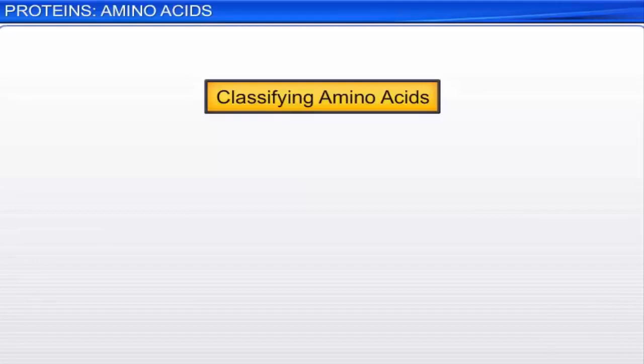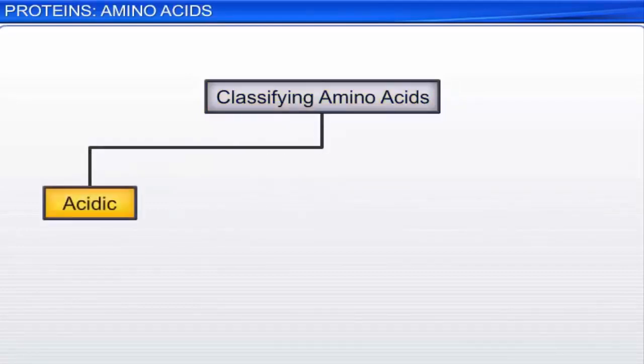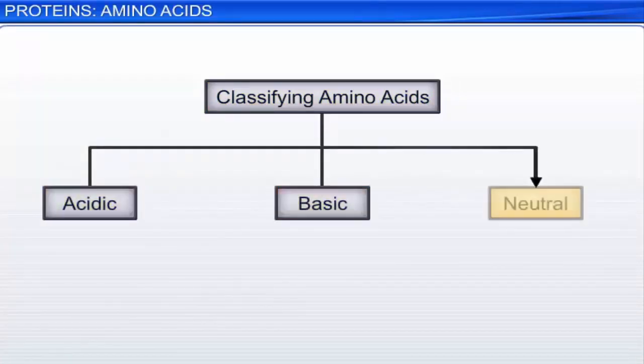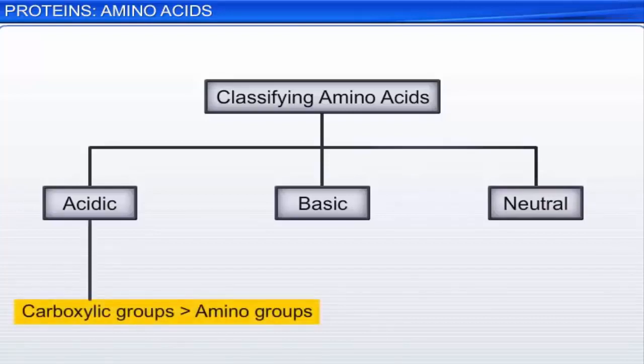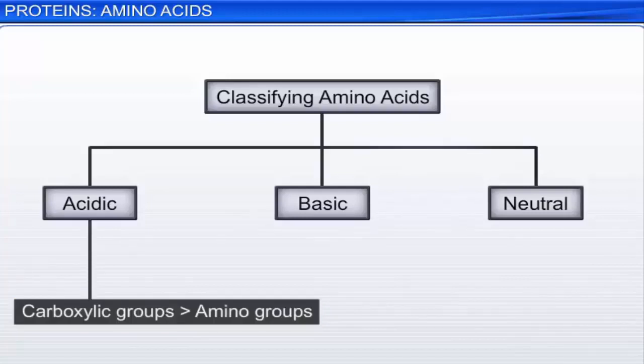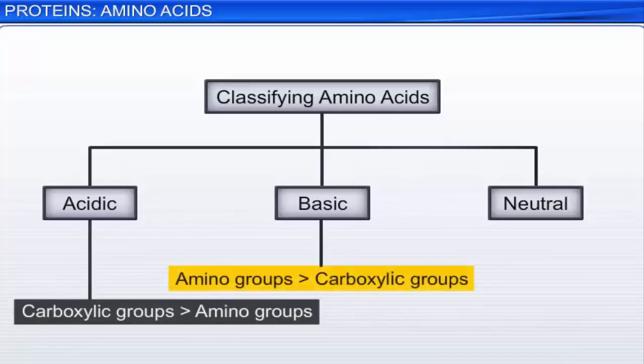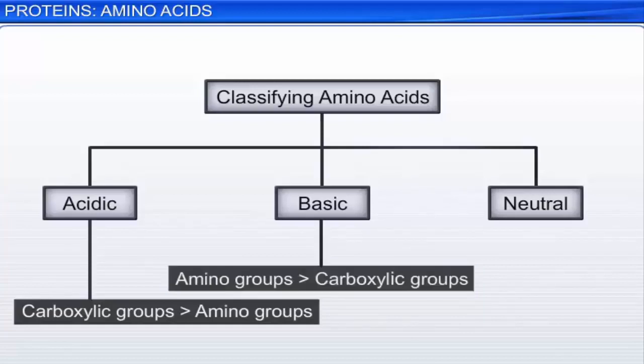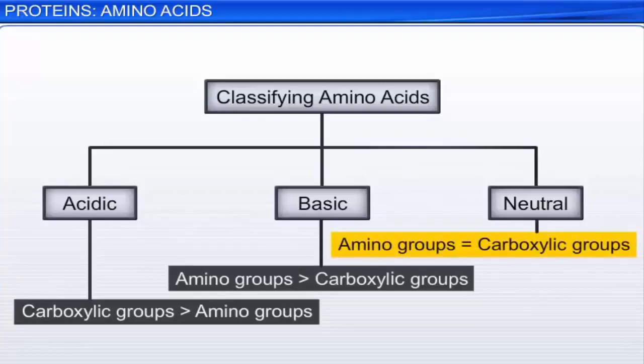Amino acids can be classified as acidic, basic, or neutral on the basis of their nature. An amino acid is acidic if it contains more carboxylic groups than amino groups. It is a basic amino acid if it contains more amino groups than carboxylic groups. Neutral amino acids contain an equal number of amino and carboxylic groups.